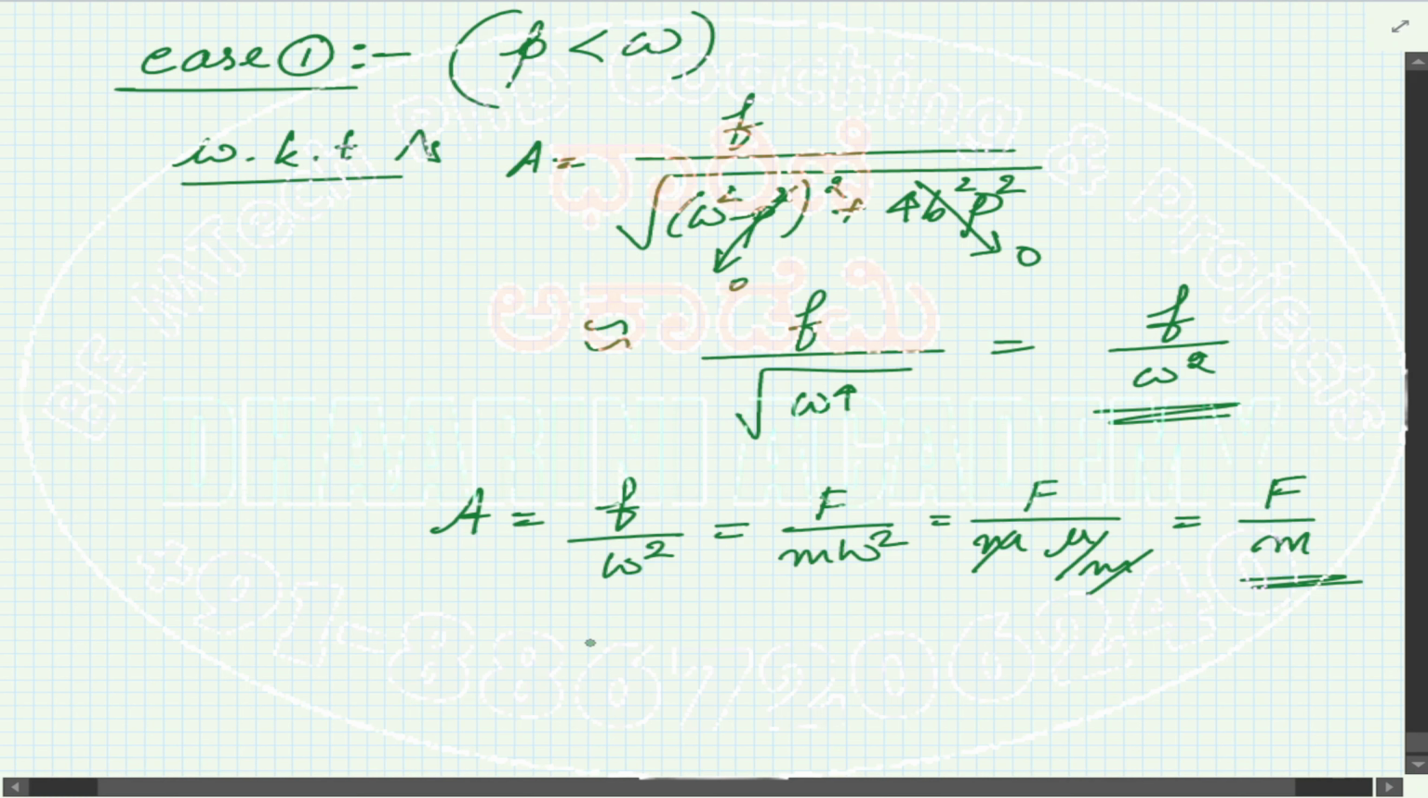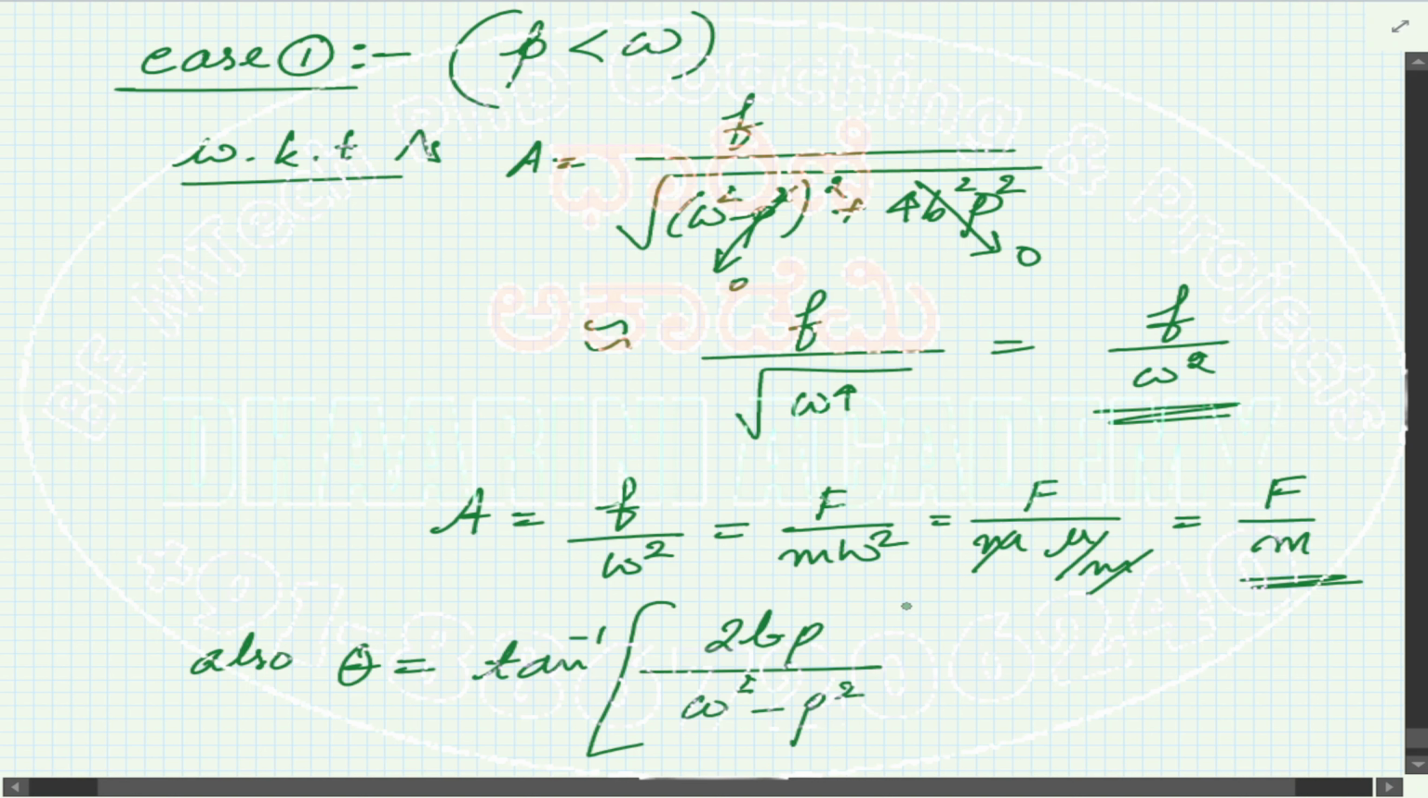At the same time, I can write the theta now also. Theta is approximated to, we know that theta is tan inverse of 2bp divided by omega square minus p square. Okay, but p is there in both numerator and denominator, but the numerator is close to 0. This means numerator is 0, so tan inverse of 0 comes into picture, which is equal to 0. So under the condition where the driving frequency, that is P, is less than omega, we have to use these two equations for A and theta.